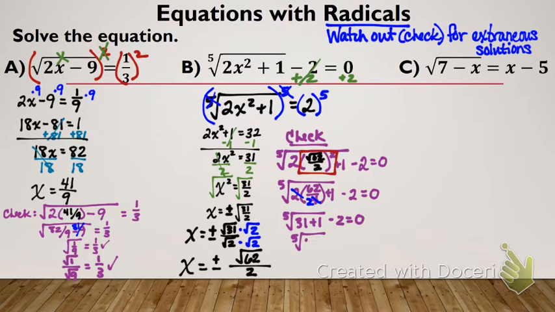So I have the 5th root of 32. What is the 5th root of 32? 2. Checks out.